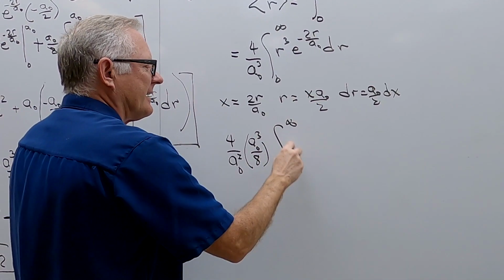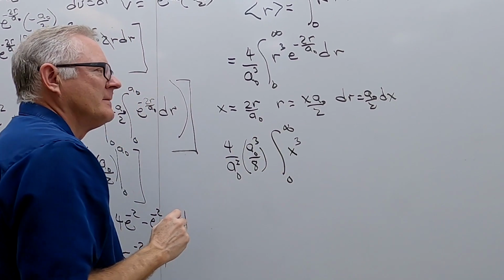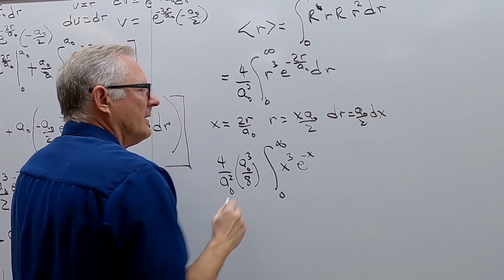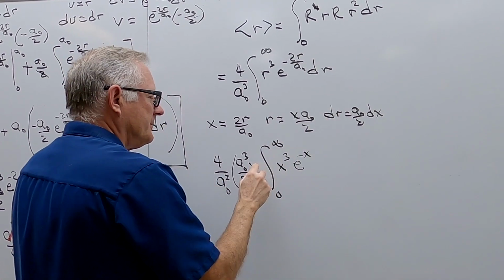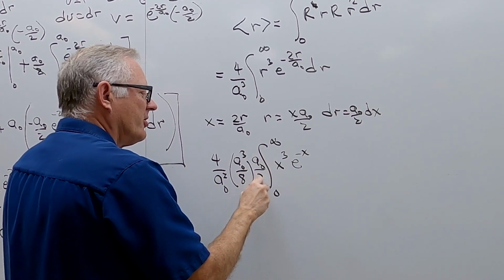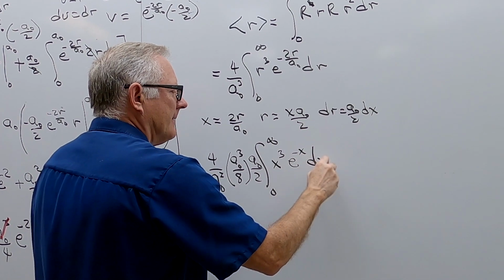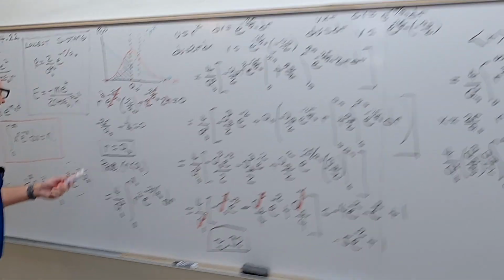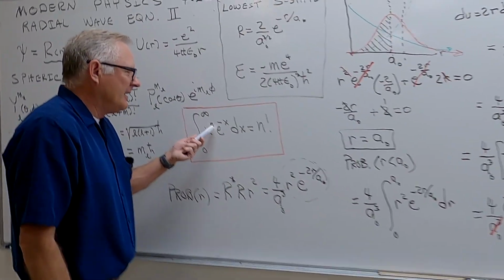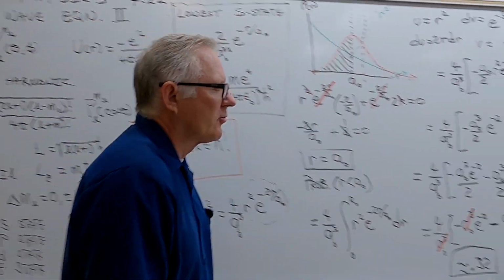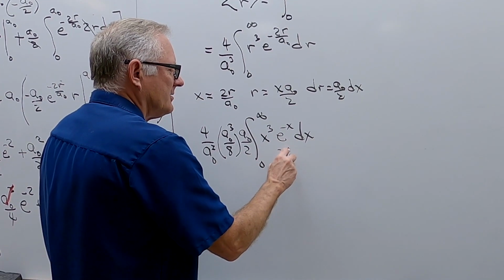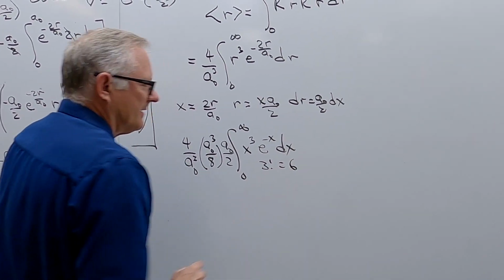And we still got the x cubed. And then we have the e to the minus x. And then we have the dr, which gives me another a naught over 2 dx. And we know what that integral is. Just comparing it to this, it's if n is just 3. So this is just 3 factorial, which is just 6.